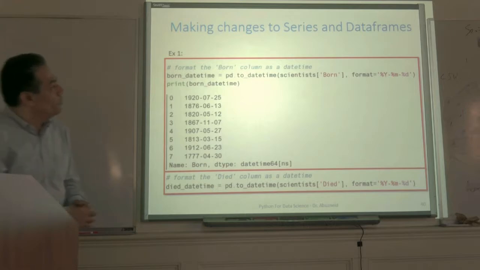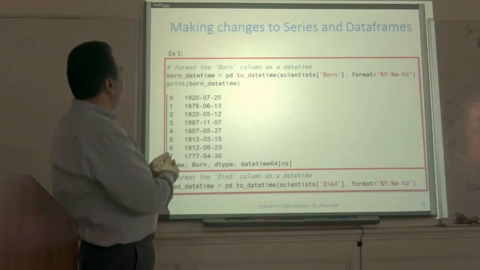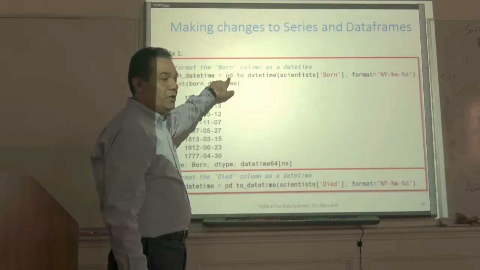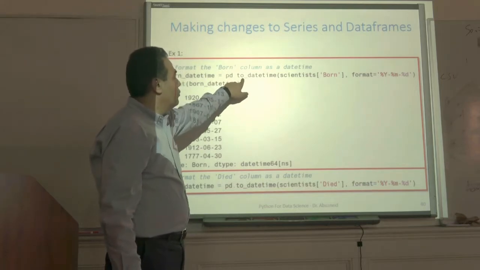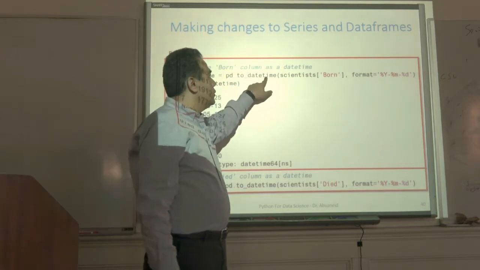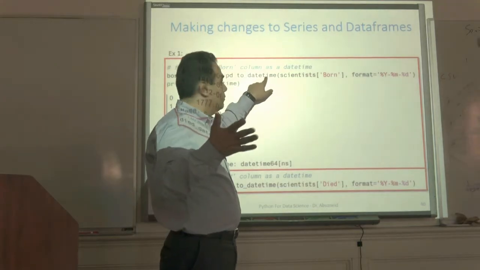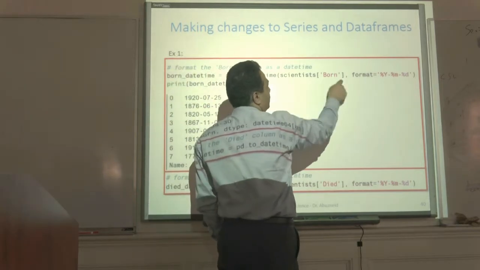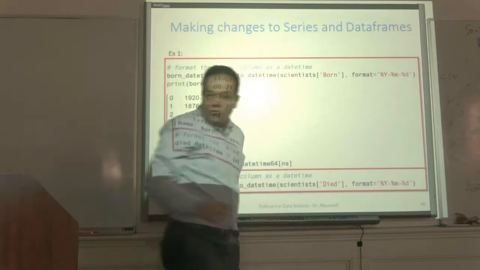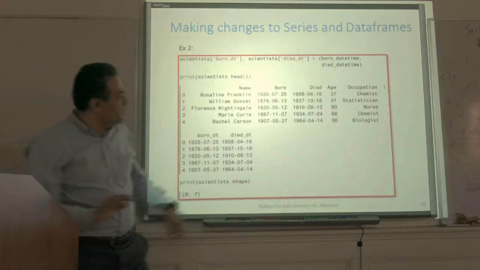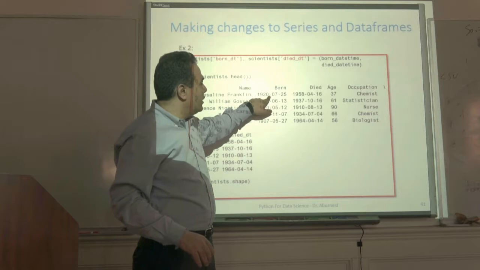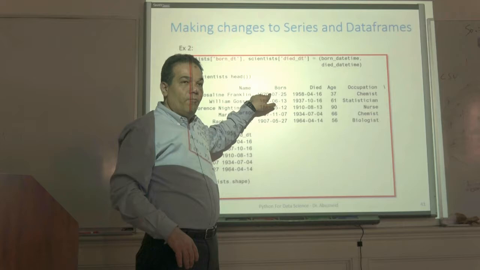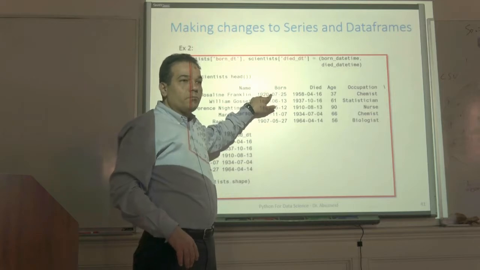So format the born column as a date. For example, you have in here a function. This is pd for pandas. There is a method called to_datetime. So we convert the string of the date to a date format. So scientists.born is a column which has the born dates. It's written in a certain way. Let's take a look at how it's written. Born, written 1920-07-25. This is like an object.